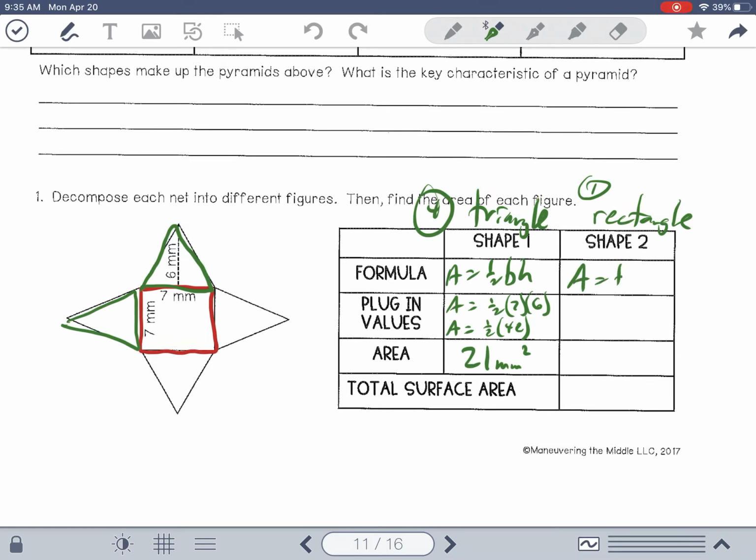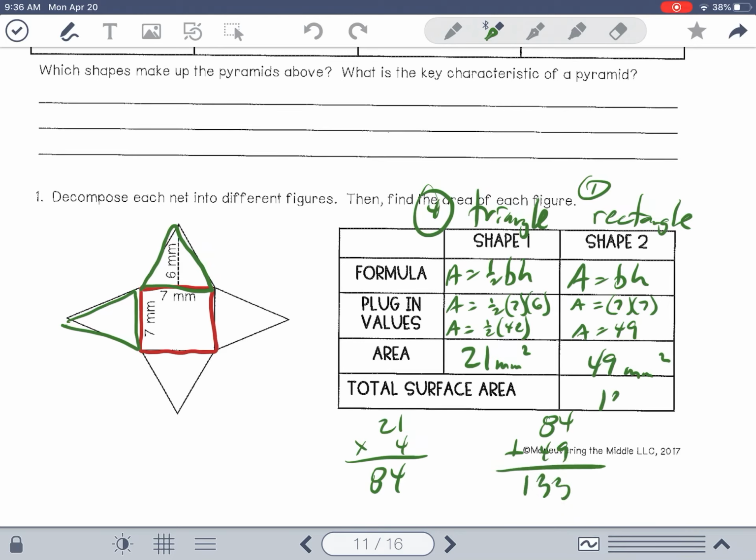Okay, the rectangle's area is equal to base times height. So the area is 7 times 7. So that area is equal to 49. There's only one of those, so that works out well. 21 times 4 for those triangles. 21 times 4 gives me what? 84. All right, so then now you're going to have to add 84 plus 49. What does that give me? 133 square millimeters. That's it. It's a composite figure with all of the different shapes.